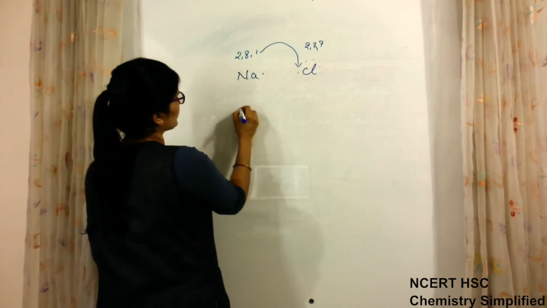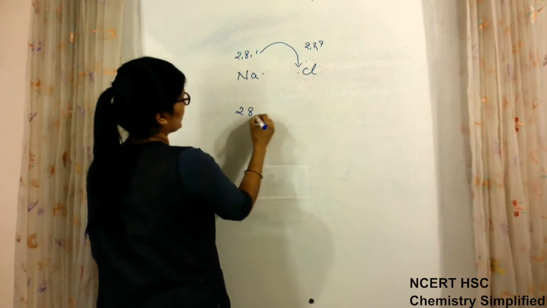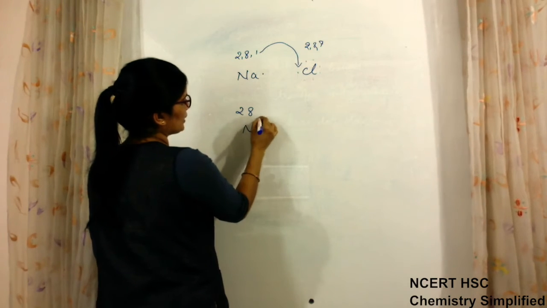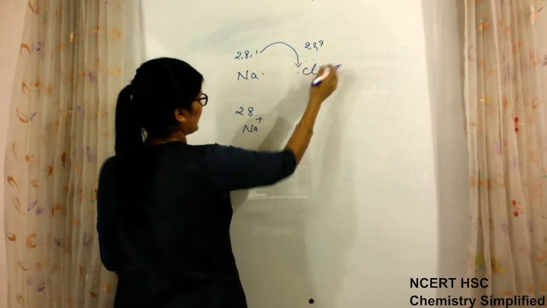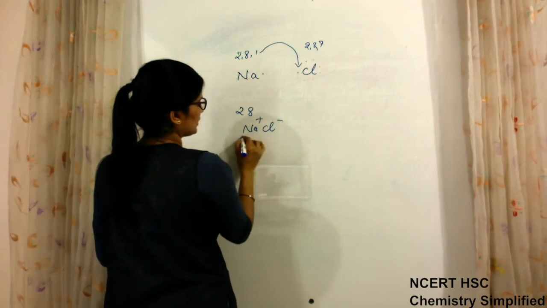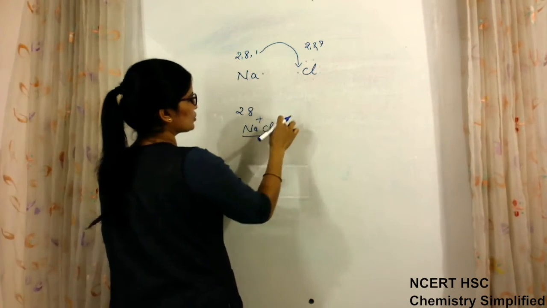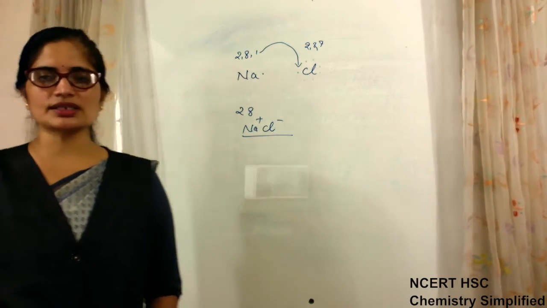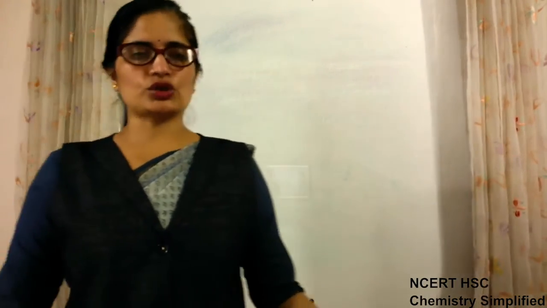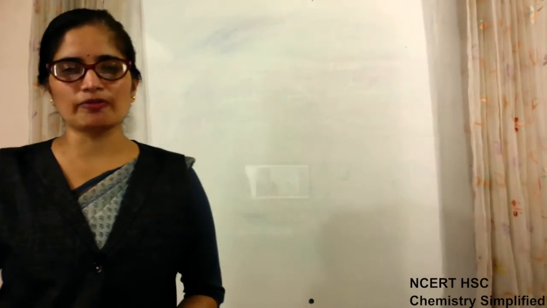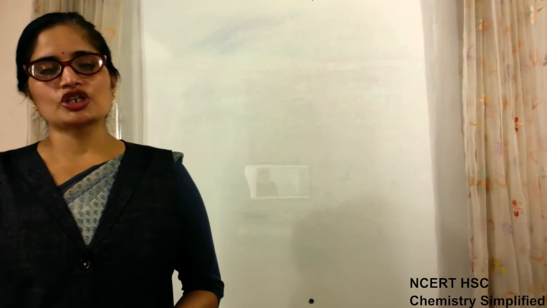So sodium will be 2, 8 and become Na positive, and chlorine, being 2, 8 and 8, will be Cl negative, forming NaCl. Because chlorine has accepted an electron, it acquires a negative charge. So this is the formation of the electrovalent or ionic bond. The force of attraction in this type of bond is very strong. So we will discuss the important properties of this.